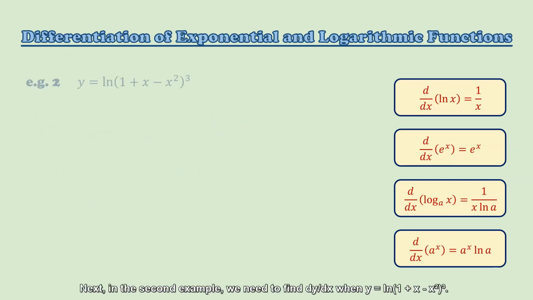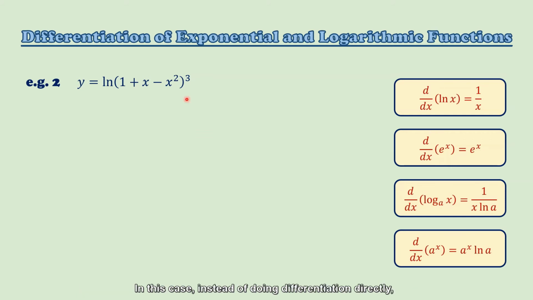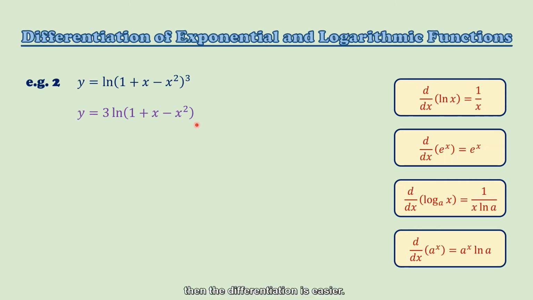Next, in the second example, we need to find dy dx when y is equal to natural log of 1 plus x minus x squared to the power 3. In this case, instead of doing differentiation directly, we can consider putting this power 3 in front of log like this, so that the power is smaller. And the rule of thumb is that if the power is smaller, then the differentiation is easier.